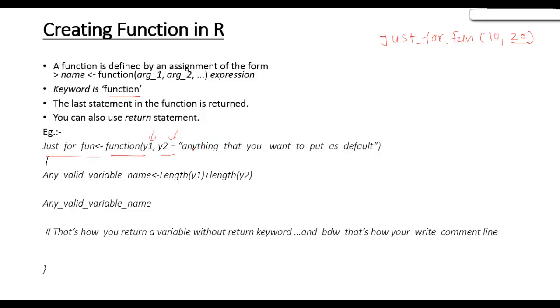So if I specify the second parameter, then y2 will take the value, and then it will execute. But if I call this function like just_for_fun with only 10, and the second parameter is not there, still it's okay, because I have already provided a default value. So it will not create a problem.